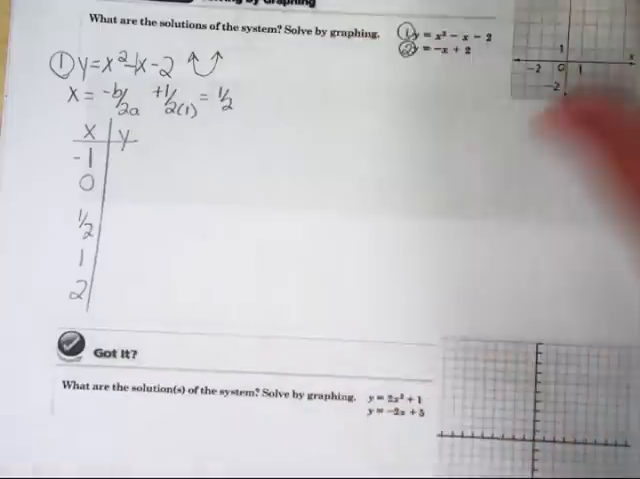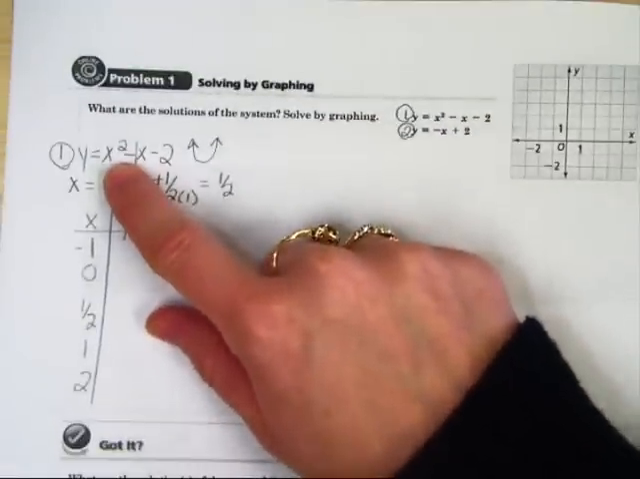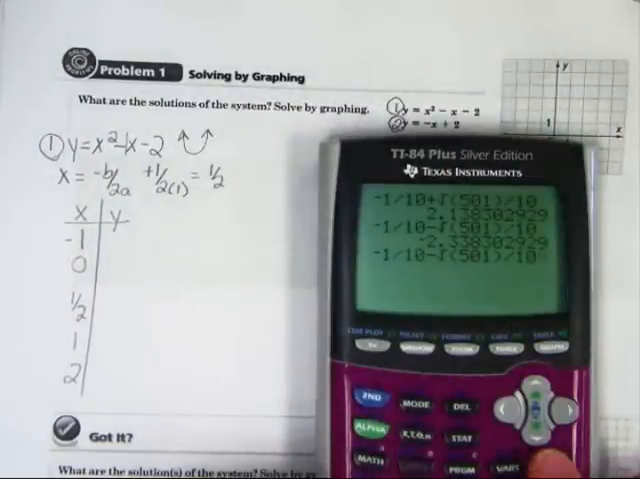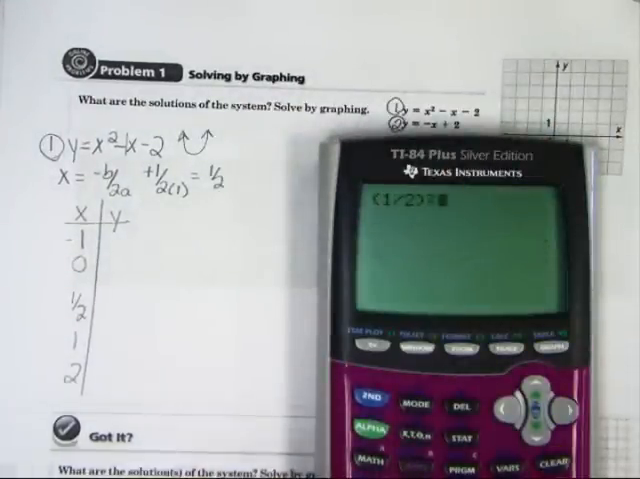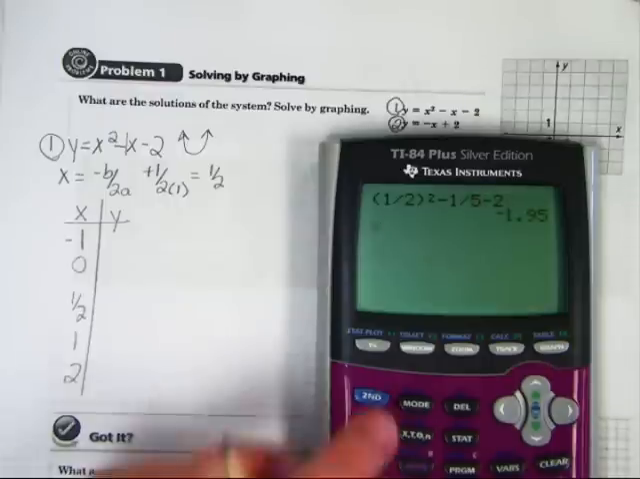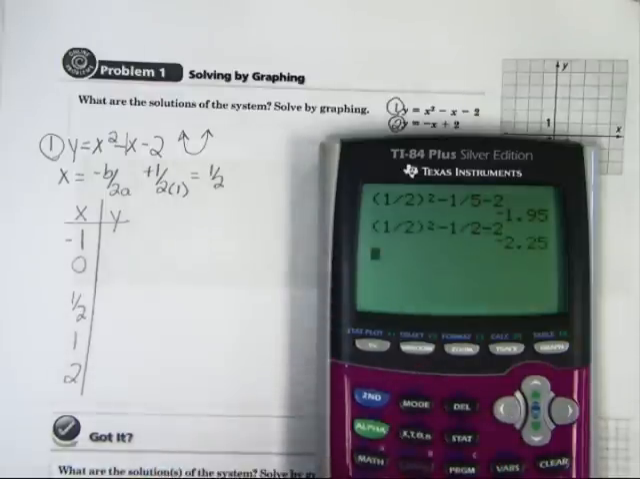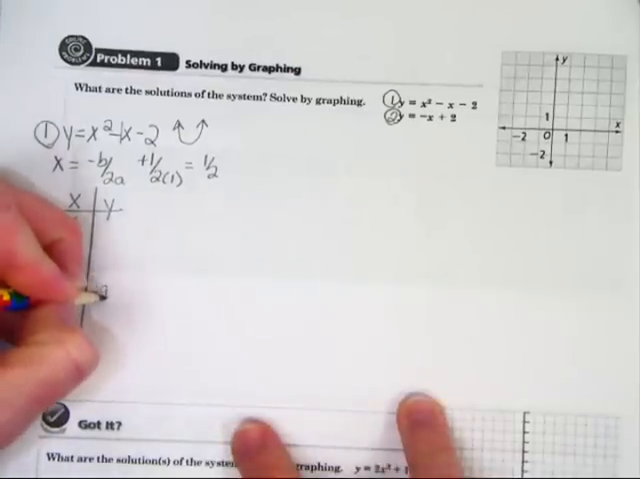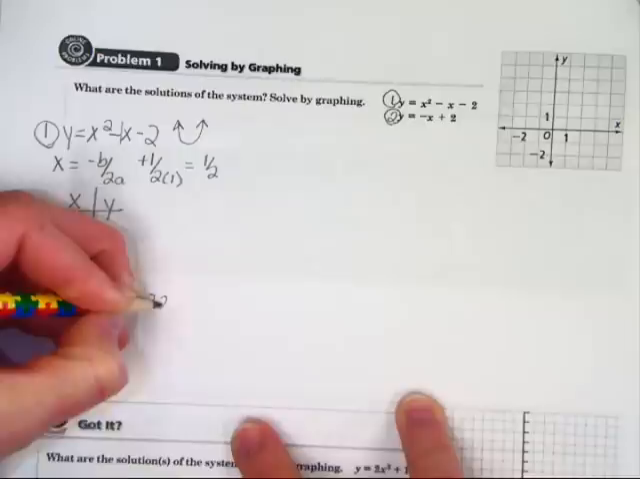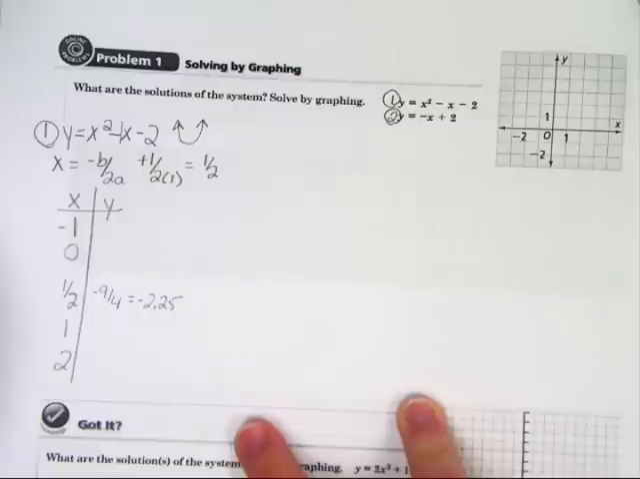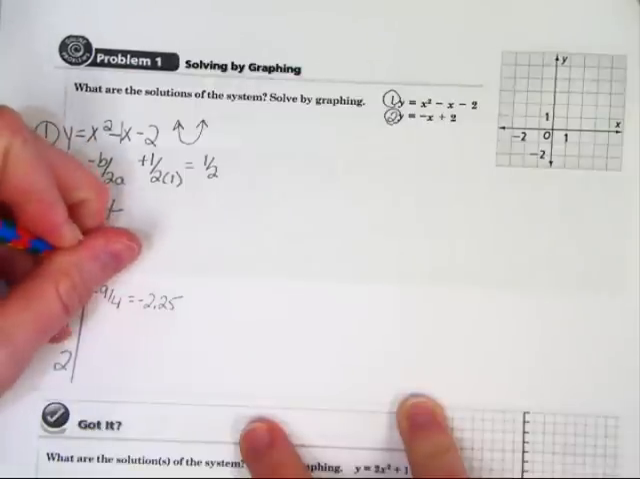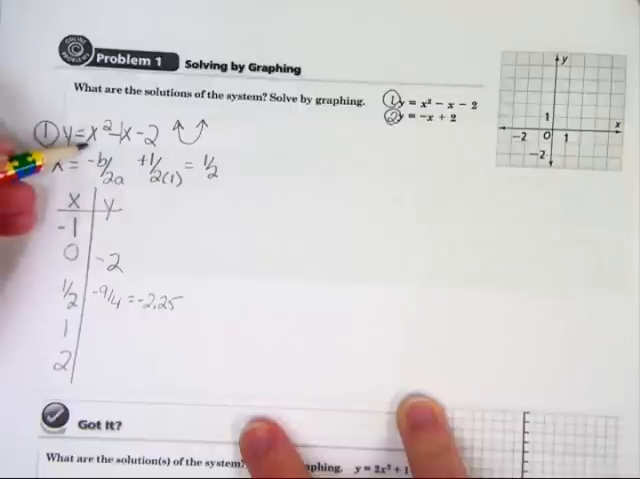Okay, let's plug in 1/2. 1/2 squared minus 1/2 minus 2 is negative 2.25, which is negative 9 over 4. The next thing we want to do is plug in 0. Plug in 0 here and you get 0 minus 0 minus 2, negative 2. Plug in negative 1, you get a positive 1 plus 1 minus 2 is 0.